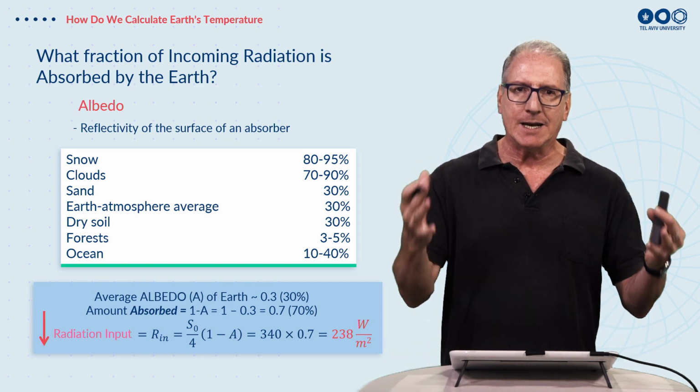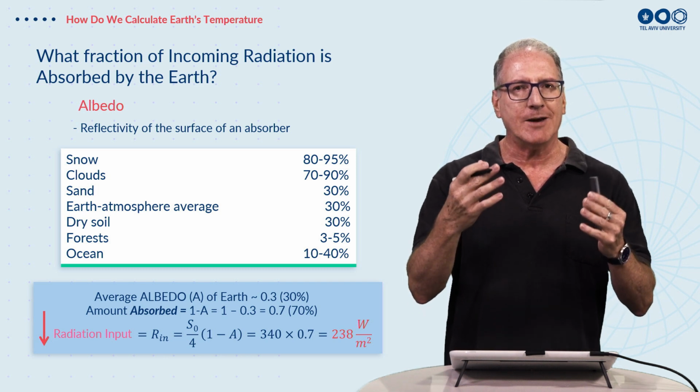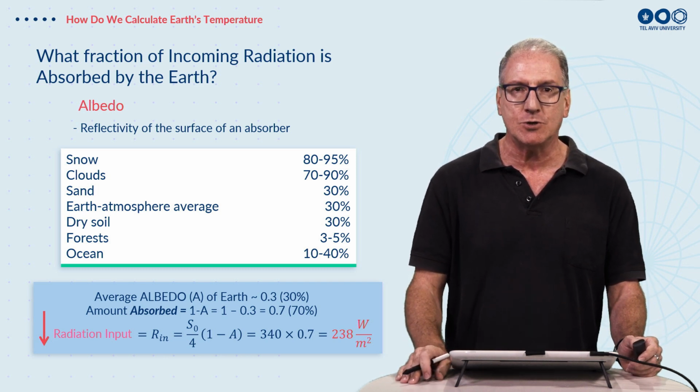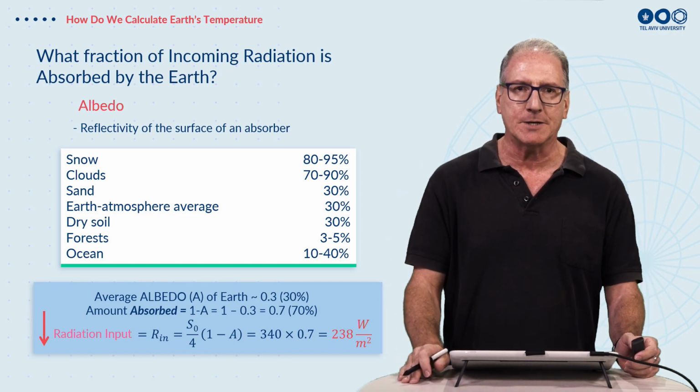So because of the color of the Earth, the clouds, the ice sheets, the oceans, we actually only have 70% of that energy coming in to use to drive the weather, to affect the climate, and to warm the planet.